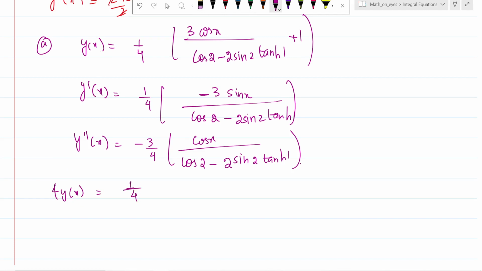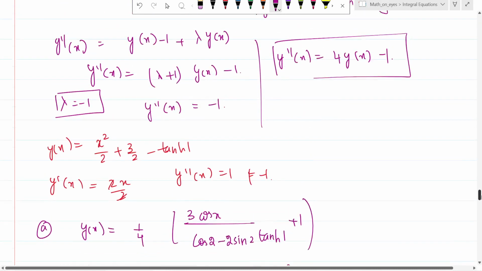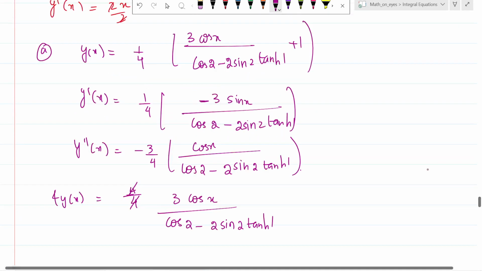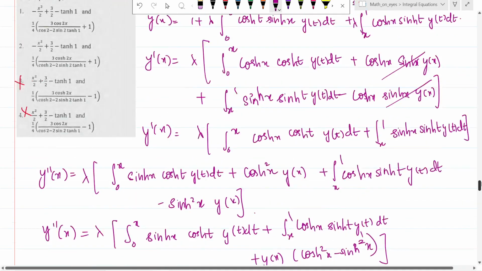So 4 times y of x will be 1 by 4 multiplied by 4. These two cancel each other. We'll have 3 cos x divided by cos 2 minus 2 sin 2 tan h1, and then plus 1, and we need to do 4 y of x minus 1. When you substitute here, my plus 1 and minus 1 vanish. So we should be left with 3 cos x divided by cos 2. But here we have a negative outside and also a 4 which is disturbing us. So this option is totally wrong. First option is wrong.